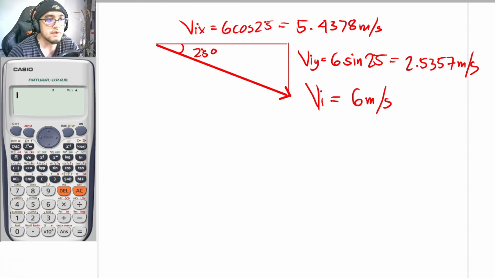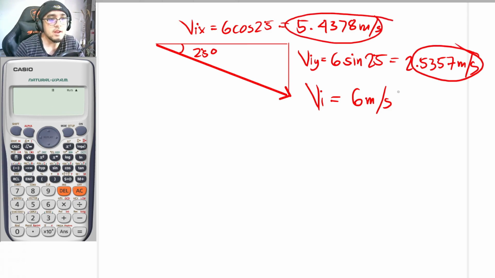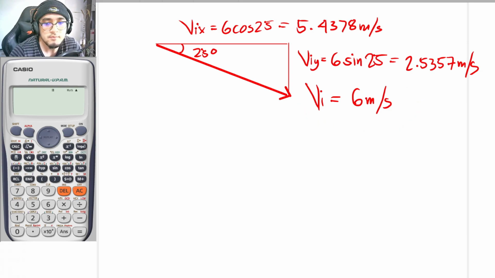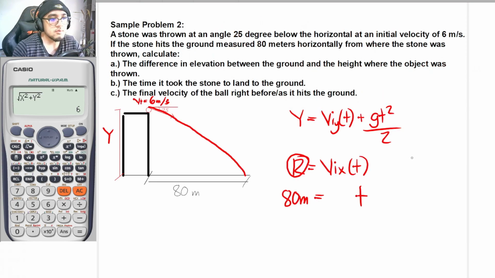For me to confirm that that is correct, if I get the resultant of these two, the Pythagorean value, we should arrive at this answer. So square root of x squared plus y squared gives 6 meters per second. Okay, so our VIX is now stored.